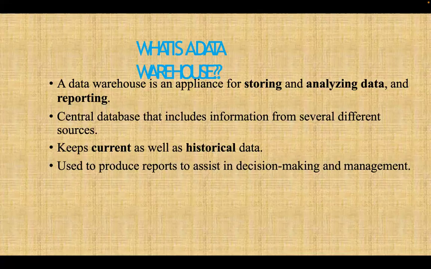Now, a central database that includes information from several different sources and keeps current as well as historical data. This is important: in a data warehouse, we keep historical data. You can note it down or highlight it. We use it to produce reports to assist in decision making and management. This term is important. We use this data for decision-making purposes.